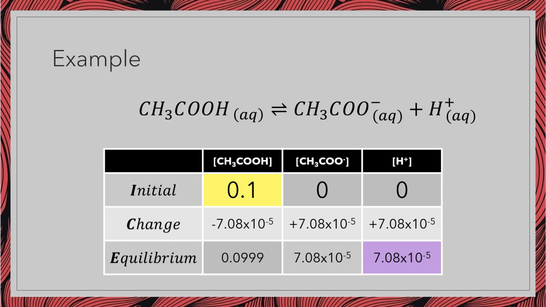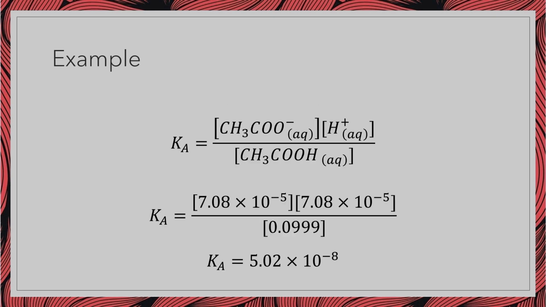Now that we have those three values, we can plug them into our Ka equation. Ka is acetate times H+ over acetic acid. Put in those values and we get 5.02 times 10 to the negative 8. So that's our Ka value.